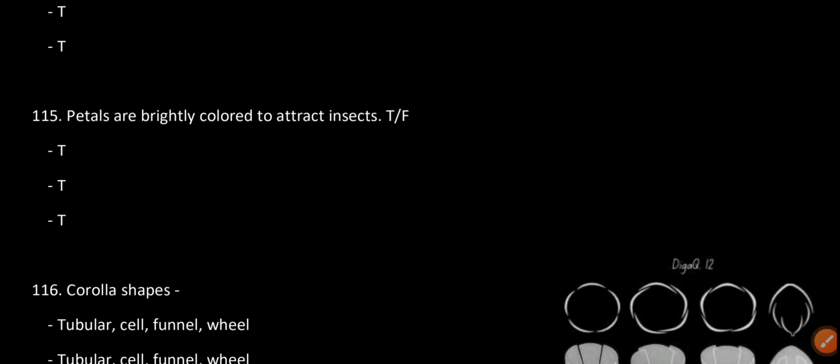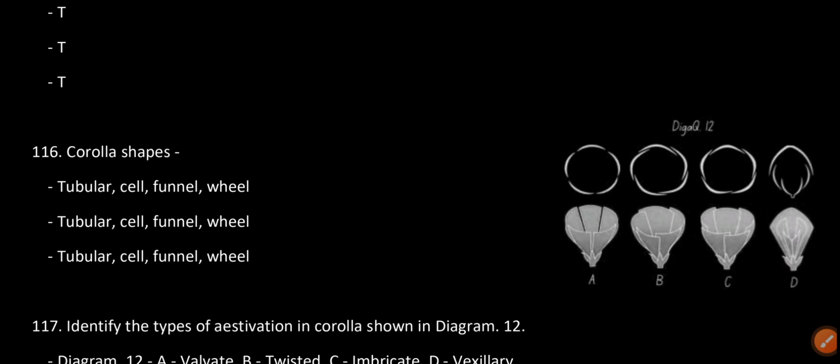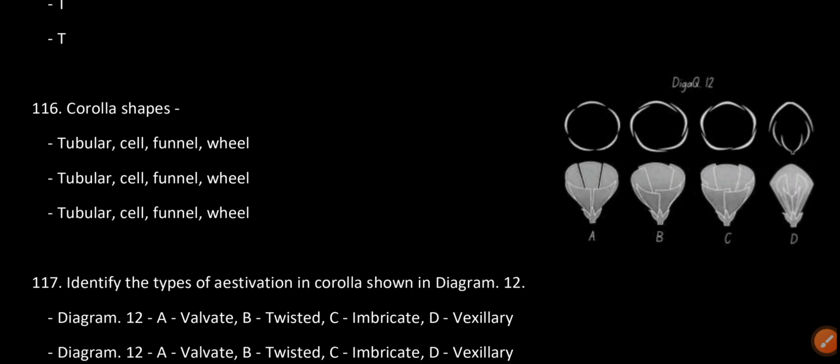Petals are brightly colored to attract insects. True. Corolla shapes: tubular, bell, funnel, wheel.